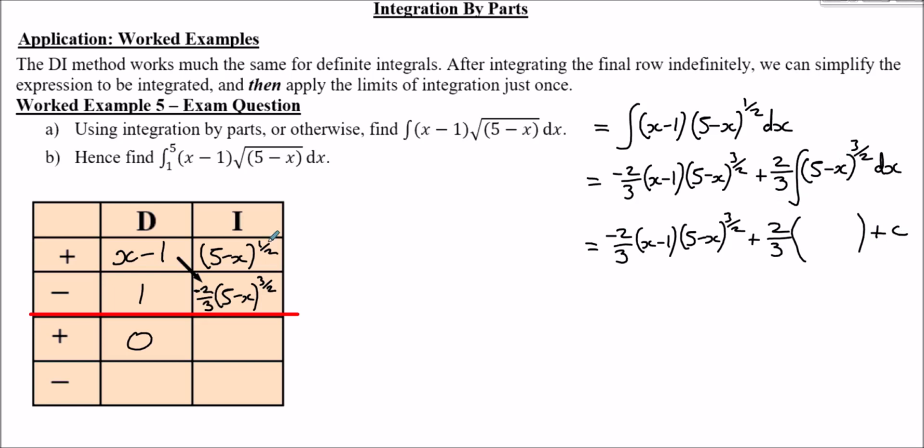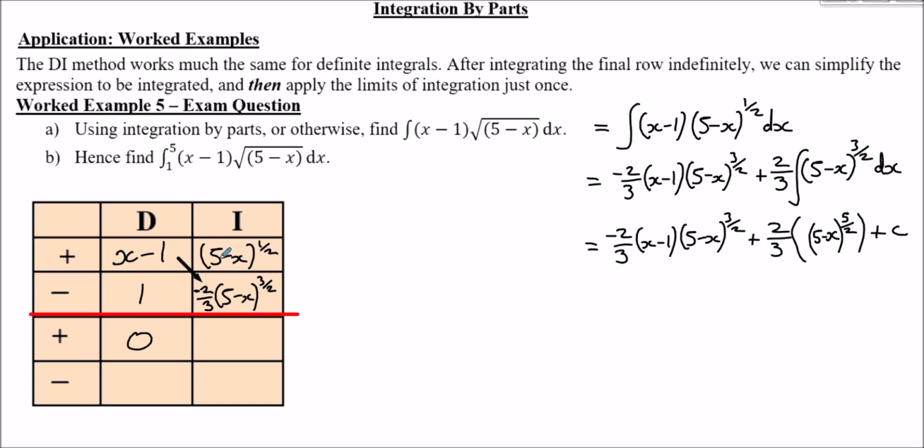So, integrating 5 minus x to the 3 over 2 is going to be really similar to integrating 5 minus x to the power half. Again, the power will increase by 1, so the new power will be 5 over 2. So we're going to have 5 minus x to the 5 over 2, and then we're going to divide by the new power, so we're going to divide by 2/5.